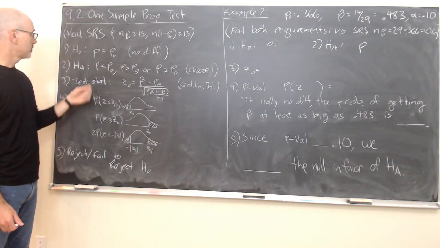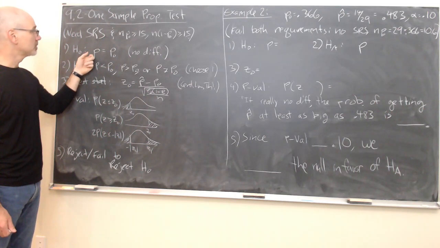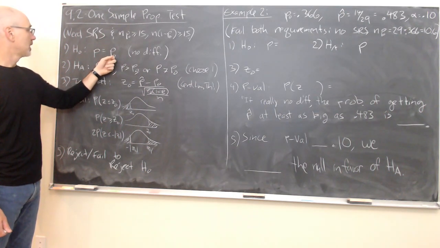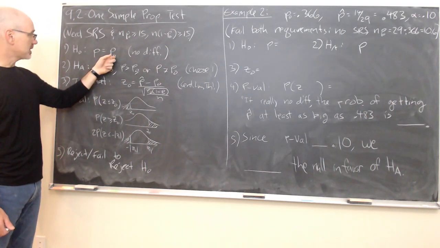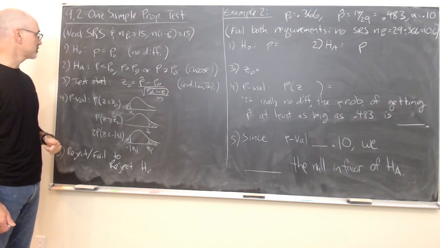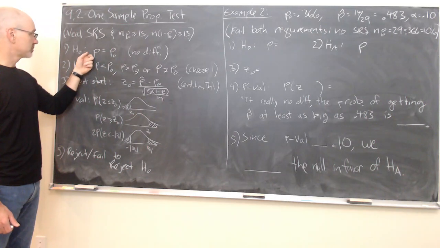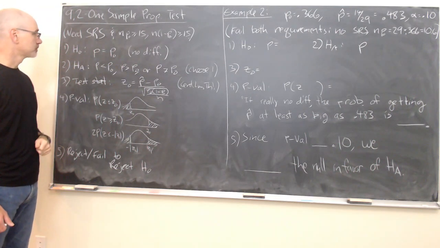So the assumption of no difference is that the population proportion for our subgroup or subpopulation is the same as for the larger population that we know about. So we call P naught that proportion for the larger population, and we assume temporarily that our subpopulation has the same proportion as the larger one.